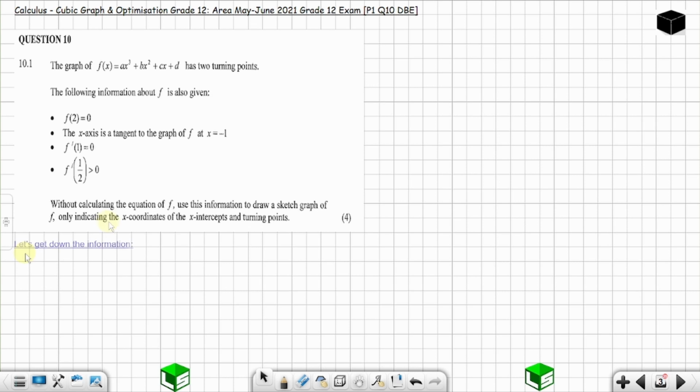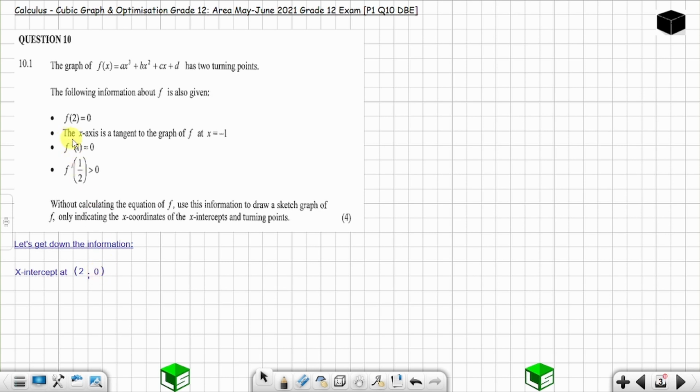To solve this question, let's get down the information that you are given so that you have an idea of what you are requested to draw. You are given f(2) = 0. This tells you that you have the x-intercept at 2. At the x-intercept, y is equal to 0. So the x-intercept is at (2; 0). Remember, at the x-intercept, y is equal to 0.